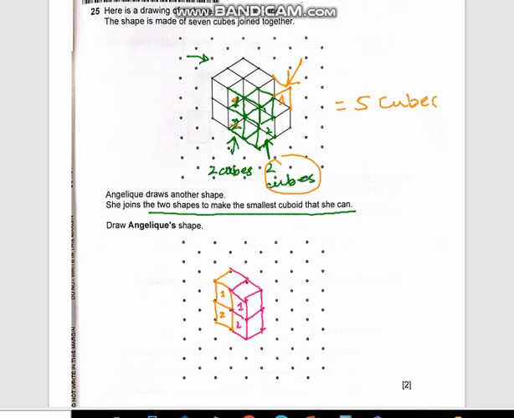It is one cube on this side. So this is the last cube. You have to use the scale to do that. So this is your one last cube that you have to draw. So this is the total 5 cubes as above. So this is the smallest cuboid that Angelique can draw. I hope you understand it.